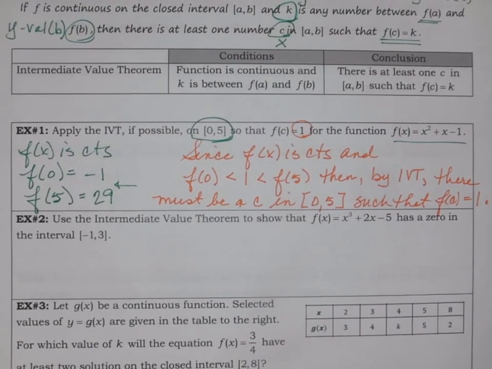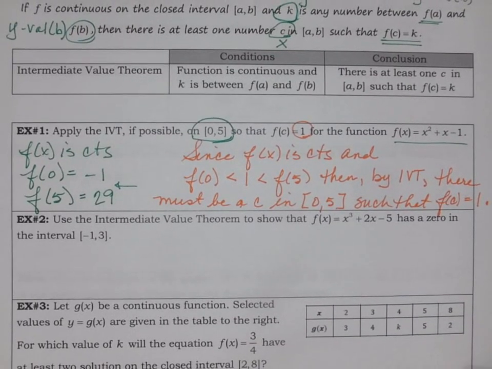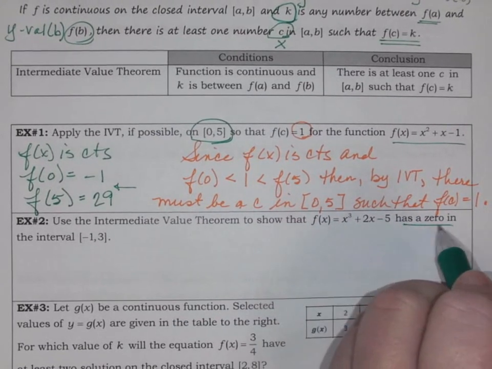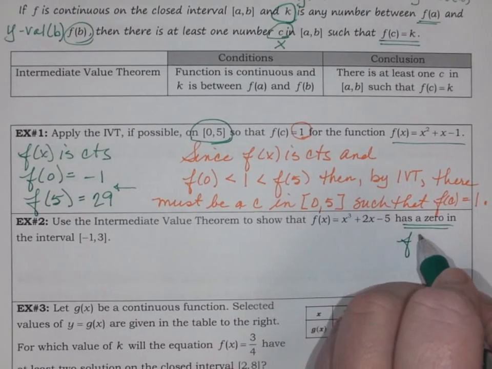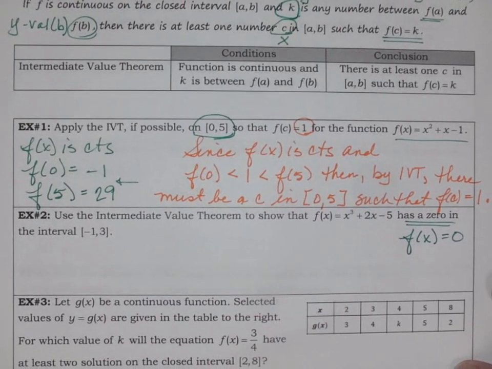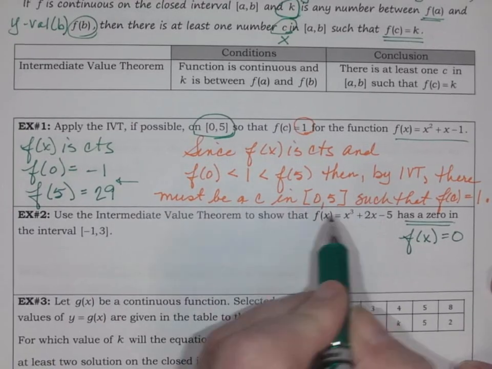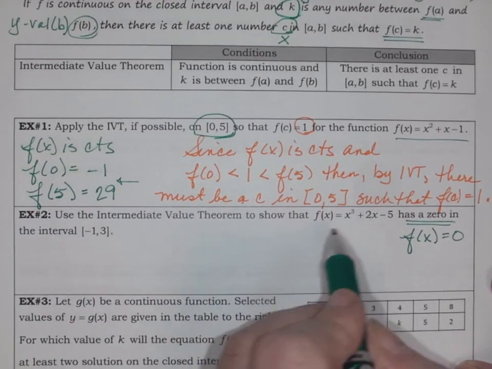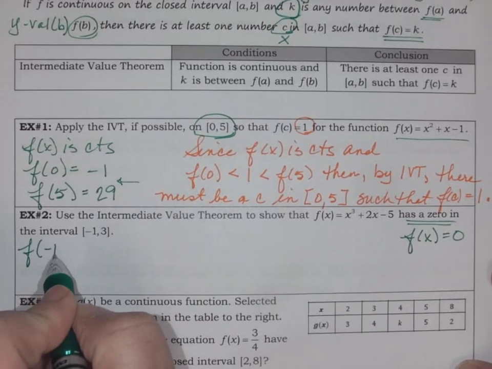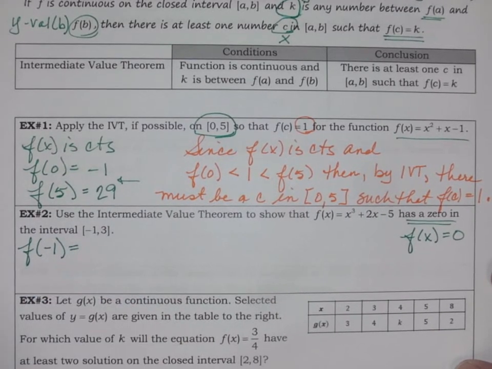Use the intermediate value theorem to show that f(x) equals x cubed plus 2x minus 5 has a zero in the interval. Okay, so remember, if it has a zero in the interval, that means that we want f(x) to be equal to 0. So we're going to do the exact same thing. This is continuous because a cubic is continuous. So we are going to find the y values at our endpoints.